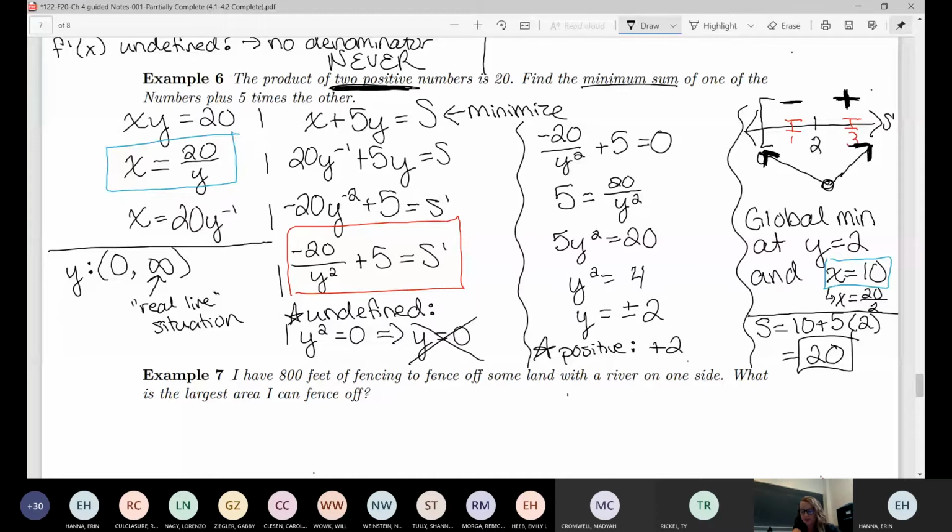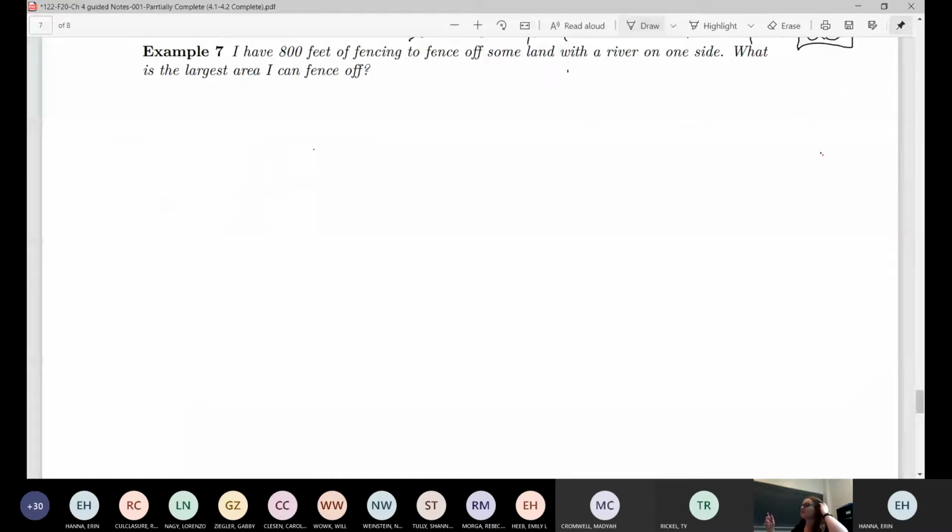All right, so the next one's pretty popular. I'm pretty sure you see one of these in your homework. I think you see one of the ones we just did in your homework too, but anyway. So say we have 800 feet of fencing to fence off some land that has a river on one side. What is the largest area I can fence off?